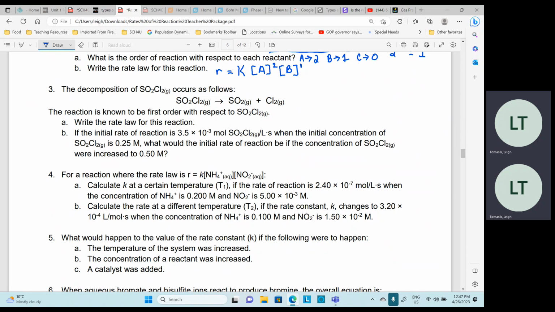So first order, right? That means exponent 1. So the rate law, R equals K times the concentration of SO2Cl2, right? We're done with this AB business, to the exponent of 1.